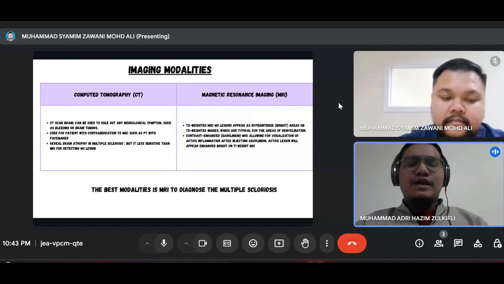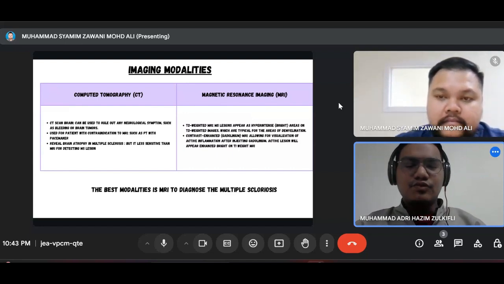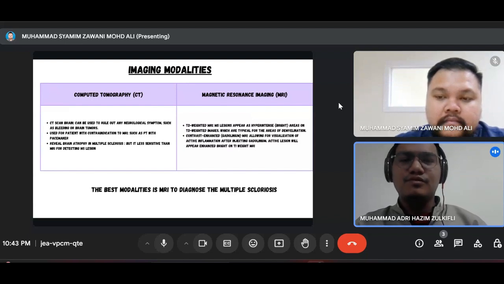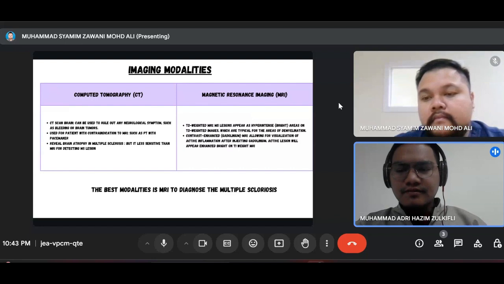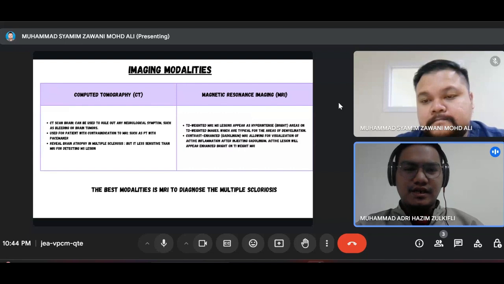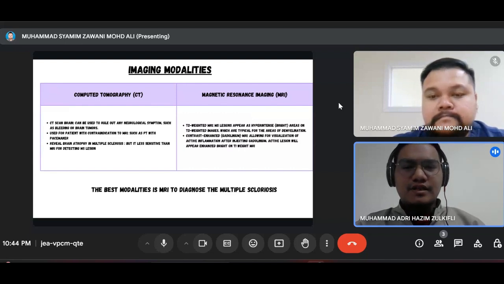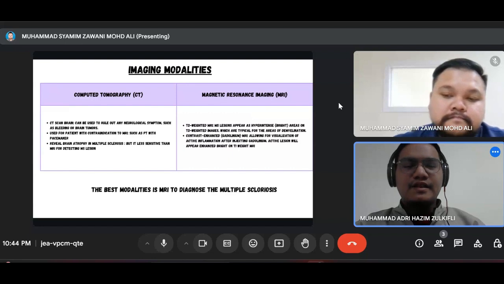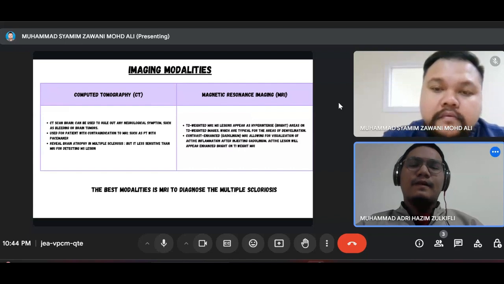The next one is magnetic resonance imaging, which is the most used and the most suitable machine that can be used. We will use the T2 weighted MRI, in which multiple sclerosis lesions will appear hyperintense, which is bright in the picture, on the T2 images. That is typically the area of demyelination.